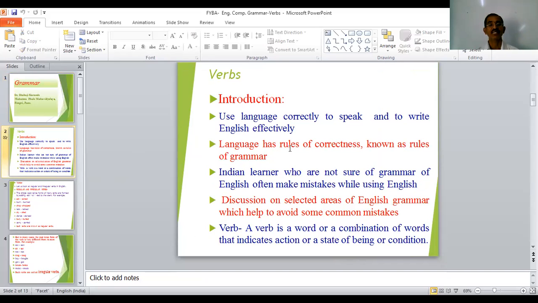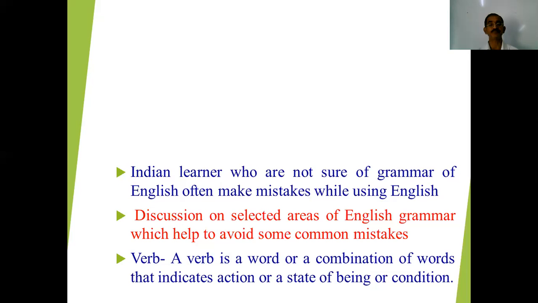Use of language correctly to speak and to write English effectively. So the language has some rules of correctness which are known as rules of grammar. Indian learners who are not sure of grammar of English often make mistakes while using English. Discussion on selected areas in English grammar helps to avoid some common mistakes.